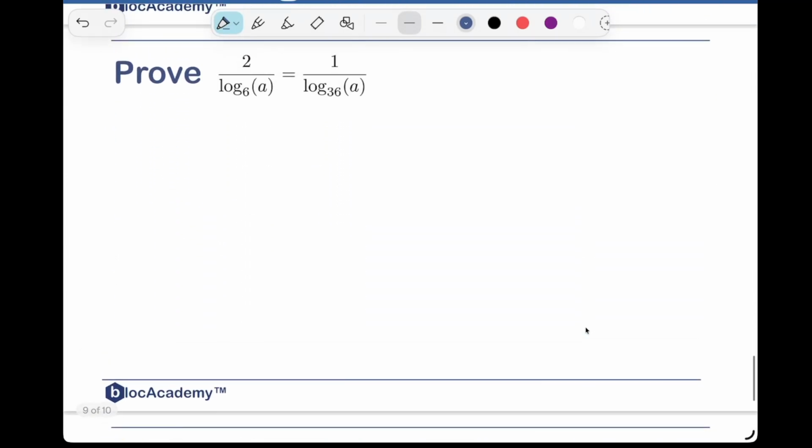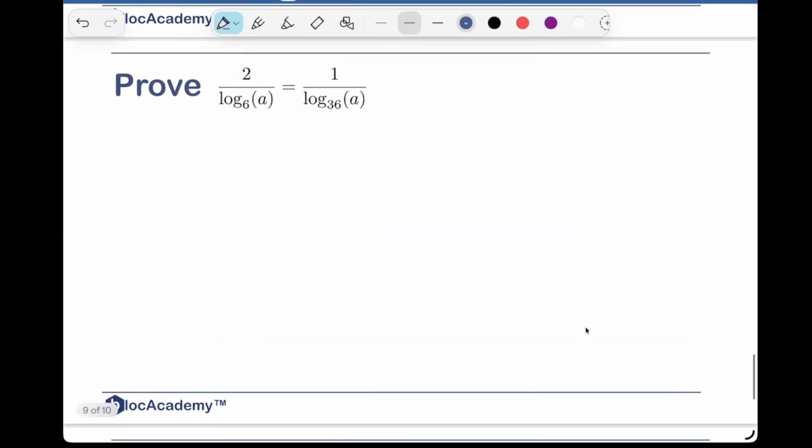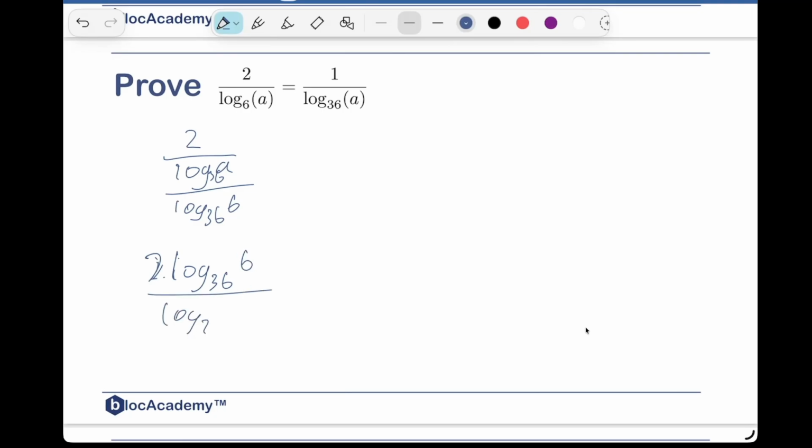Then we have this expression. We can also use the base change formula. Log base 36a of 6, over log base 36 of 6. We can change this around. We're going to get 2 log base 36 of 6 over log 36a, which is going to be equal to log 36 over log 36a, which is actually just going to be equal to 1 over log 36a.